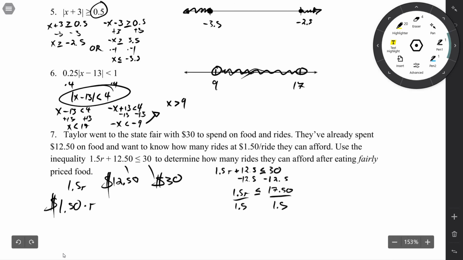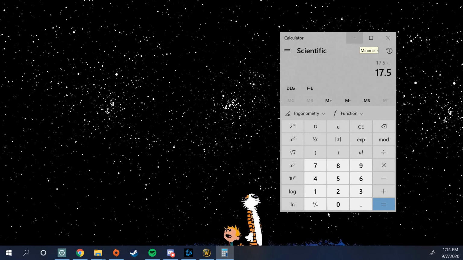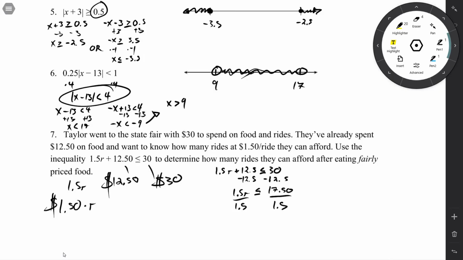I am going to use a calculator for this. Let's see, 17.5 divided by 1.5 is going to give us 11.6. Okay, we'll write that back in. R is less than or equal to 11.6. So now we need to interpret what we're actually asking, because if we are left with this, that's not really the answer. We're trying to determine how many rides that they can afford. You can't ride 6/10 of a ride.